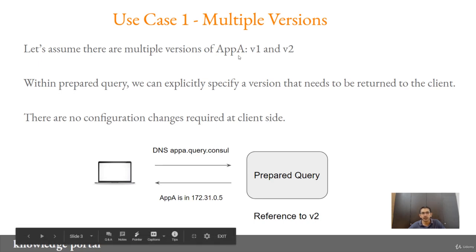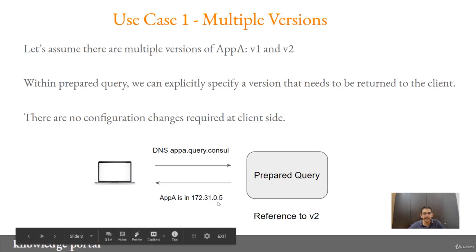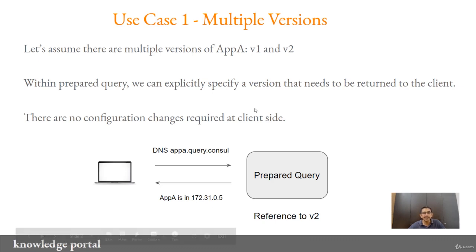So in this prepared query, if you see, you have data which states a reference to version 2 of this app A. So now if the client makes a DNS request based on this prepared query, what will happen is that the resultant output, in this case the IP address, will be associated with the application that is based on version 2.